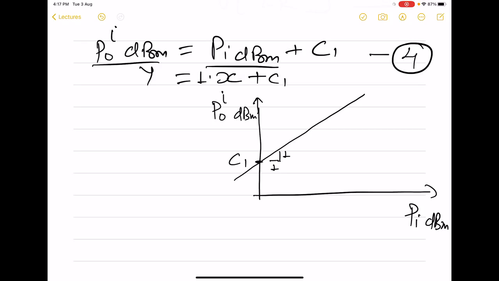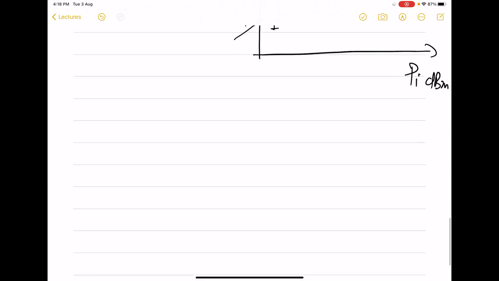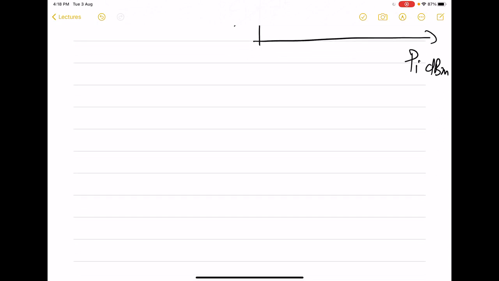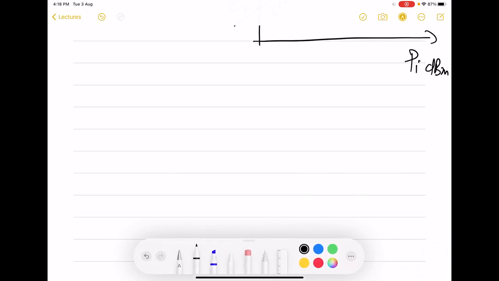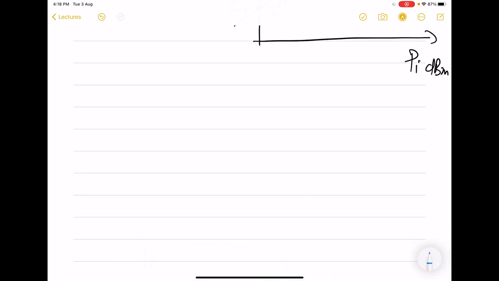But now let us try to find out the output power for a non-ideal amplifier, and then plot that output power also on this same curve. And then we will impose the definition of 1 dB gain compression point to find out the input amplitude corresponding to 1 dB gain compression. So first we will have to find out the output power for this non-ideal case.